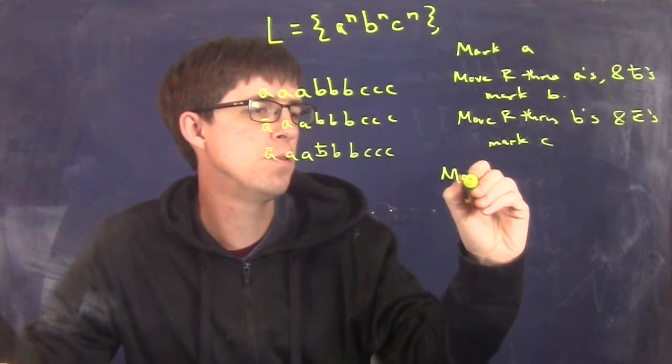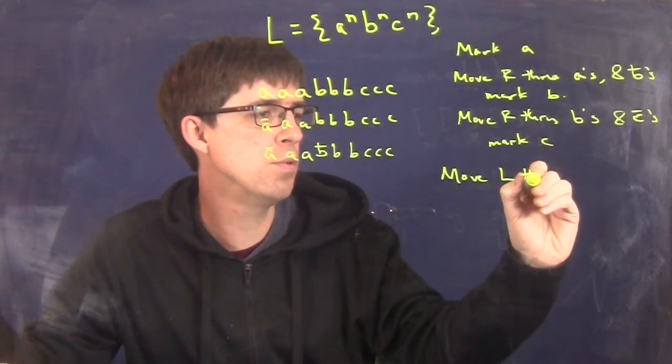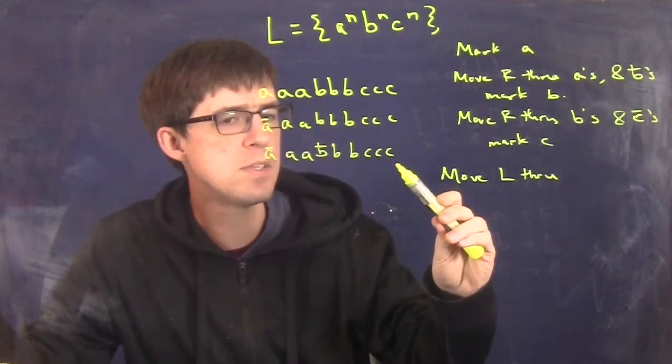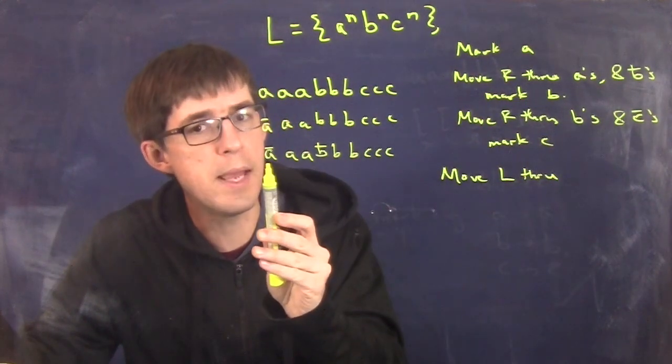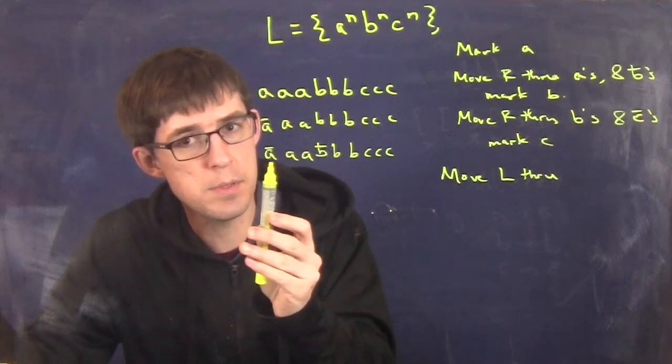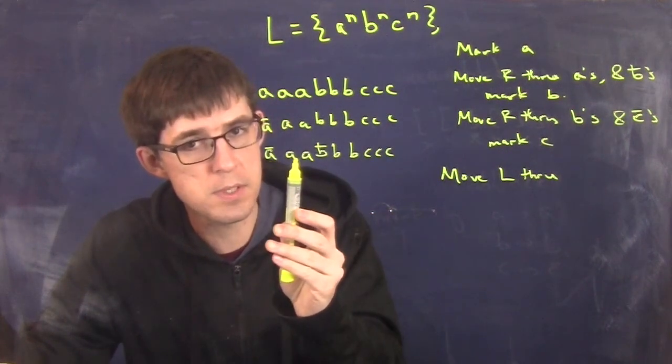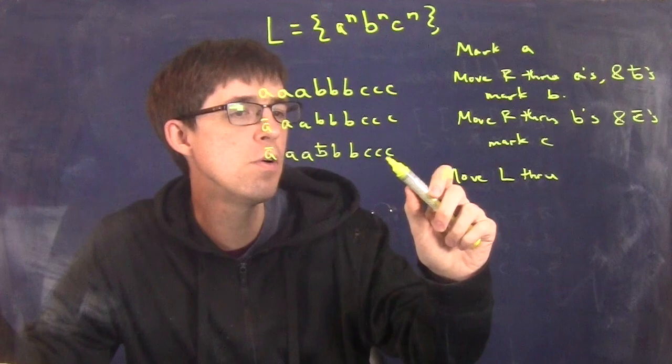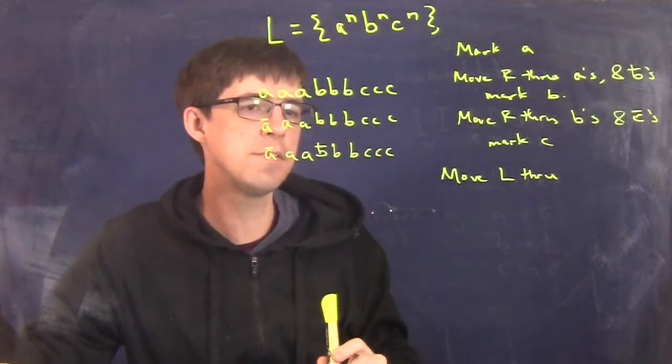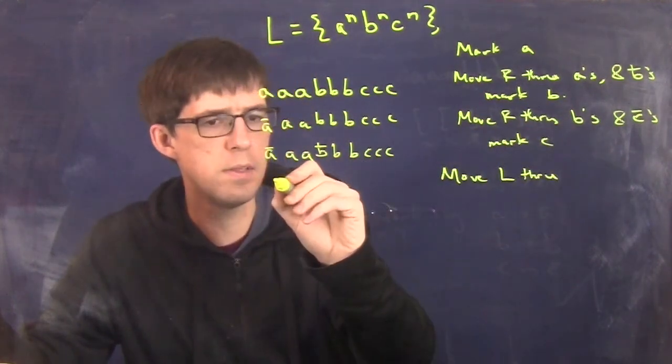So now I'm going to move left through... How do you know when to stop? Well, actually, you should stop when you get to an A bar, because that means you made it all the way back to the beginning, and then you'll move one step to the right. What am I going to go through as I move to the left? Sorry, I didn't write that step.